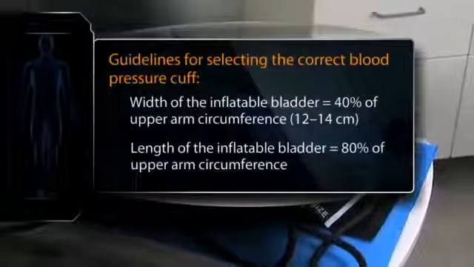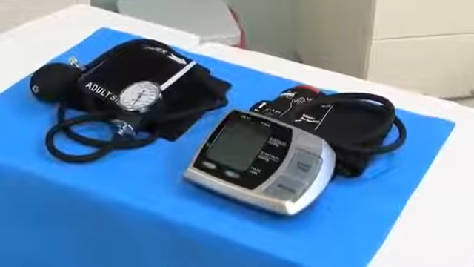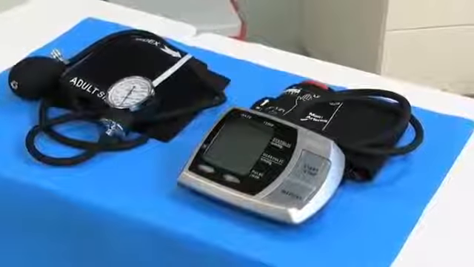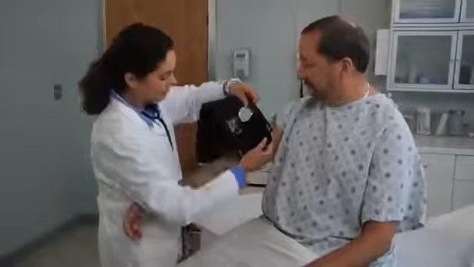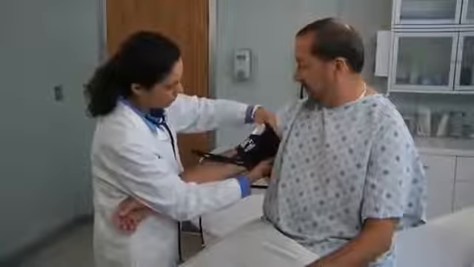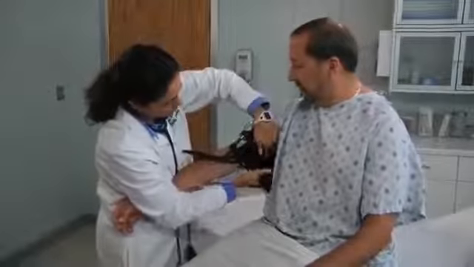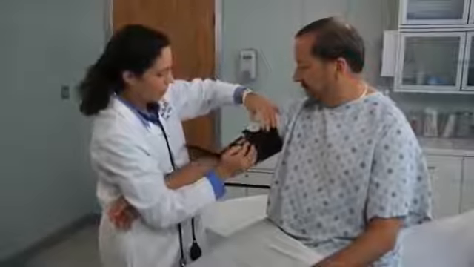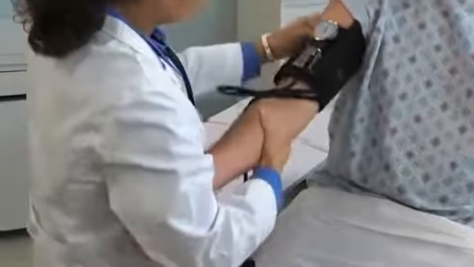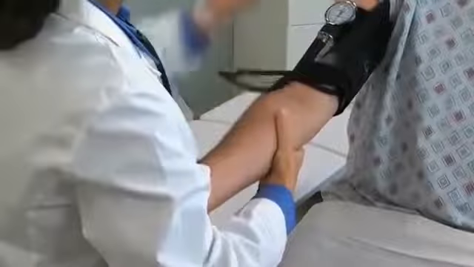encircle the arm. All blood pressure devices, whether aneroid, electronic, or hybrid, should be routinely calibrated for accuracy using international protocols. To accurately measure the blood pressure, center the inflatable bladder over the brachial artery with the arm at heart level. The lower border of the cuff should be about 2.5 centimeters above the antecubital crease. Secure the cuff snugly and position the patient's arm so that it is slightly flexed at the elbow.